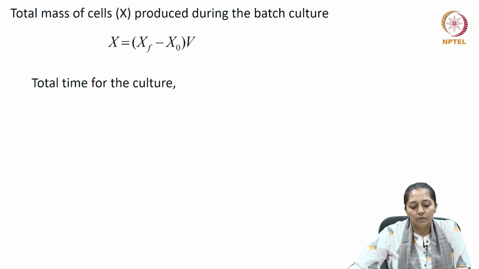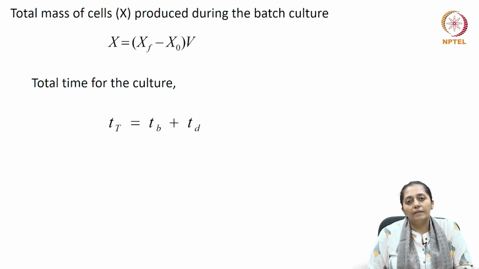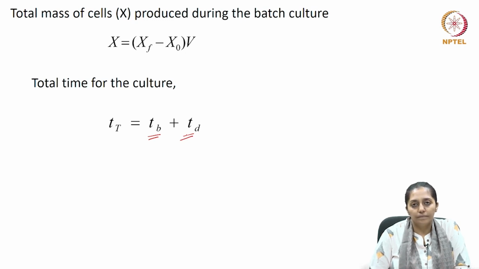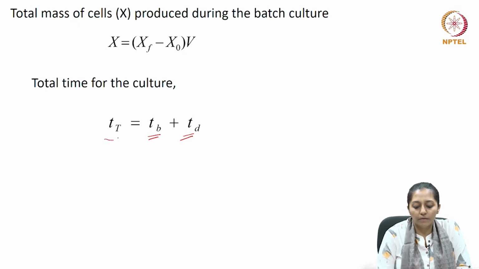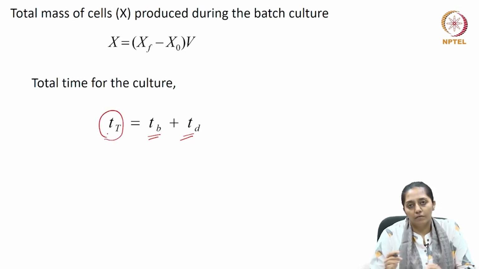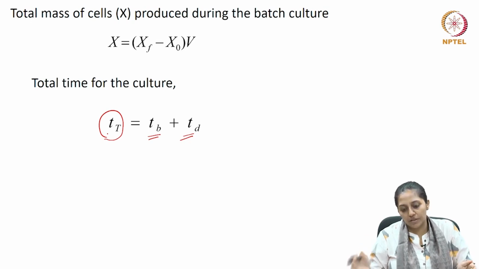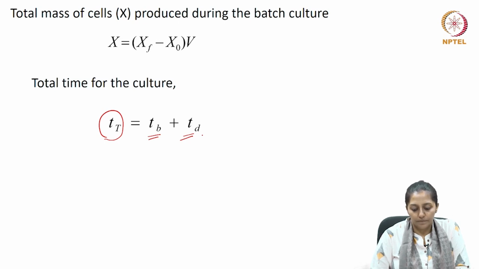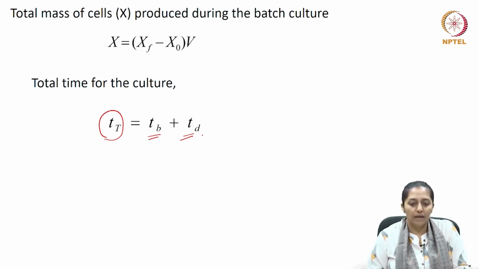Now to find out the batch time for the culture, the total time which is needed before you run the next batch will be the sum of the batch time and the downtime. Then only you are ready to run the second batch. So the total time which is required, or the gap between the two batches, will be the batch time plus the downtime spent for one batch effectively.